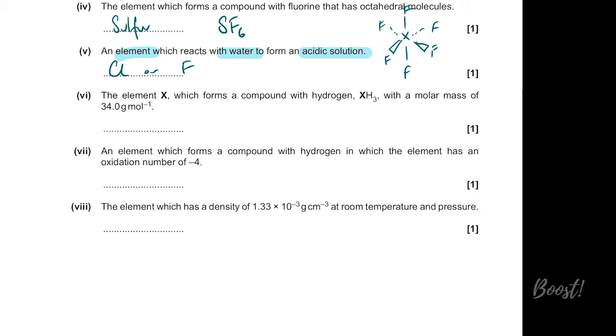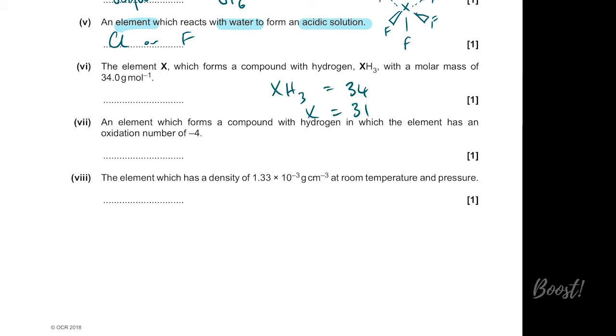Okay, the next one: an element X which forms a compound with hydrogen, XH3, with a molar mass of 34. This one is perhaps a little bit more difficult, but hopefully not too bad. So XH3, the molecular mass is 34. We know hydrogen is 1, so we can take that away, which means X is going to have a molecular mass of 31. So we're going to look on the periodic table and see what has a relative atomic mass of 31. We can see it's phosphorus. So that's the answer there, phosphorus.